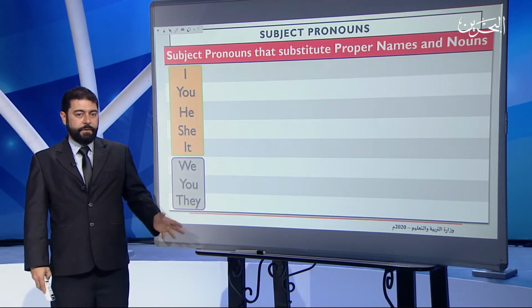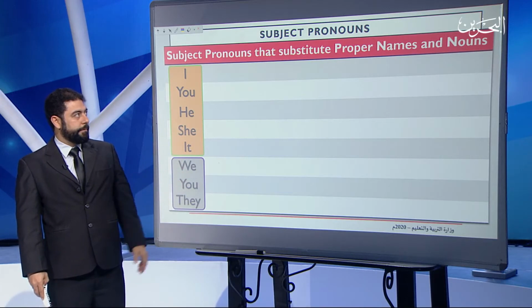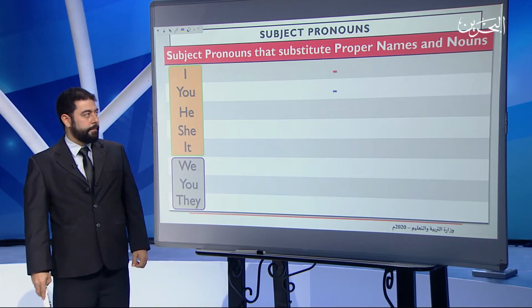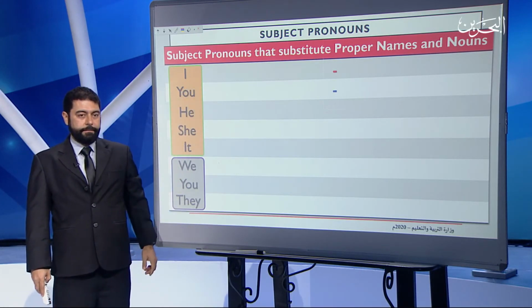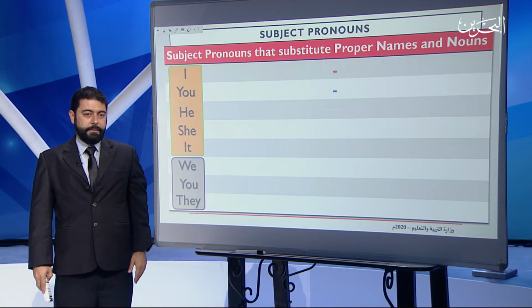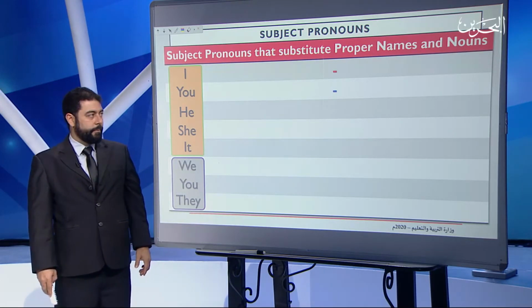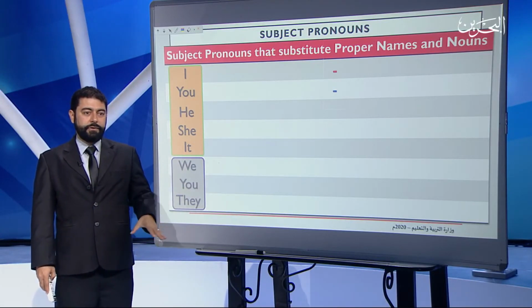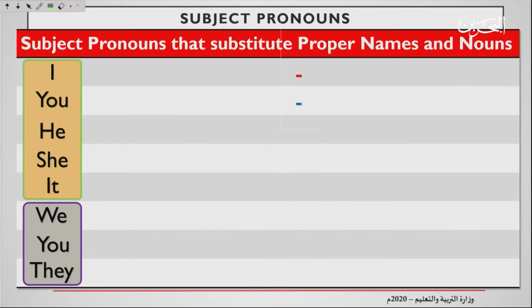So, how to form them? You have the list ready for you. Can you change I into a name or a noun? In a sentence, if I said, I am here, can you change I into a name? Well, you cannot. What about you? If I say, you are there, can I change you into a name? If you do that, if, for example, you say Ali are there, well, it doesn't make sense because Ali cannot be with are. It should be Ali is. Let's see he.